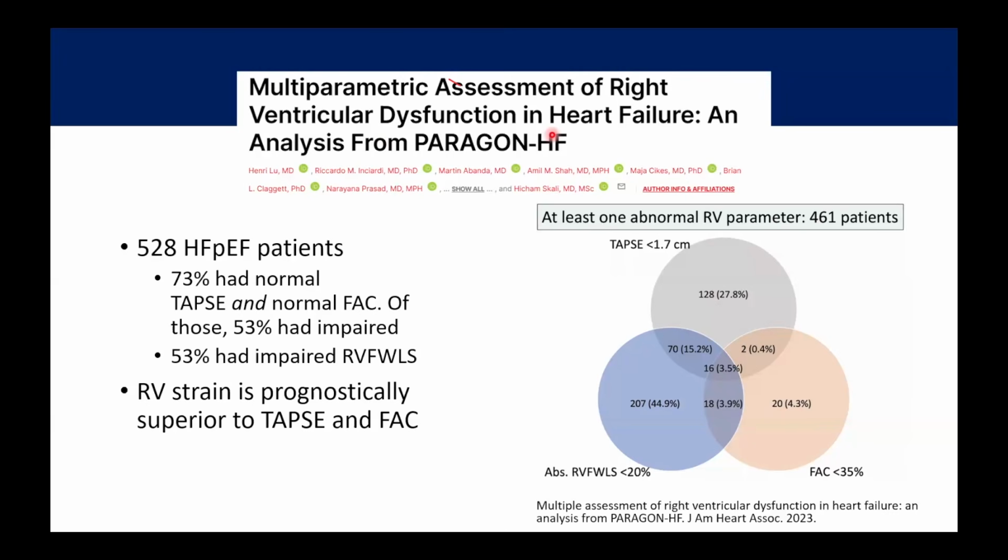So there was a sub-analysis of the patients in the Paragon heart failure trial, and they found that over half of these patients with HFpEF had normal TAPSE and fractional area change, but they had impaired RV strain. And so RV strain is prognostically superior to both TAPSE and your fractional area change.